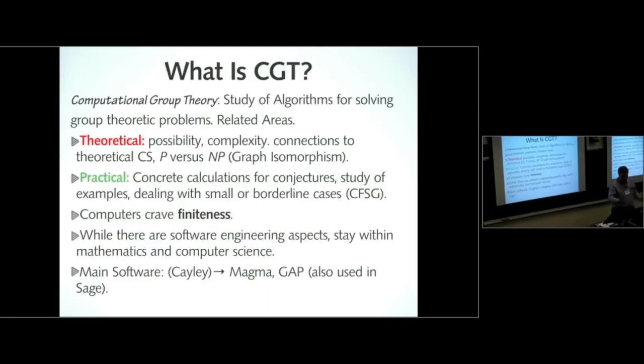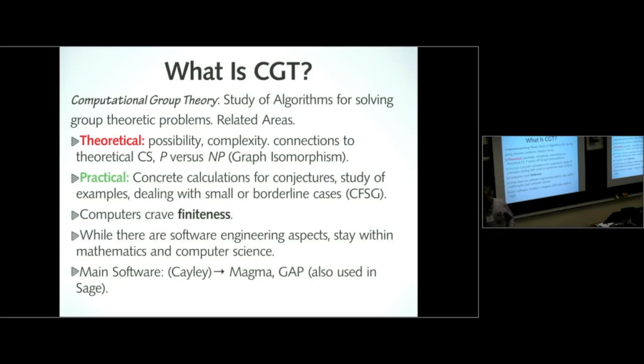Yeah, so what I want to talk about is computational group theory. What is this? It's a study of algorithms for solving group theoretic problems, and there are related problems in related areas, number theory, combinatorics, where groups arise naturally. And there are two viewpoints how one can get to this. One is a theoretical viewpoint. What is possible to compute? What's the cost of doing certain computations?